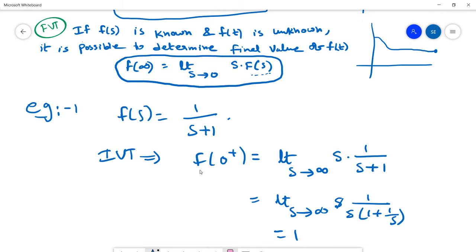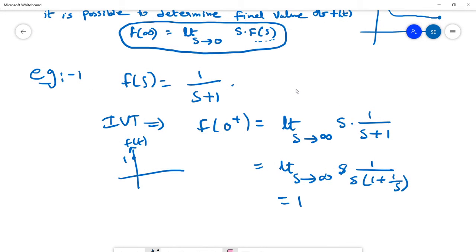So initial value is the value where the system response starts. So for this function, initial value is somewhere here, 1, right? F of t will start at 1. After that, you need to know the function. Based on the input you give, it may go anywhere, right? After this, the transient is not in our hands, but the initial value we can figure out by applying the initial value theorem.